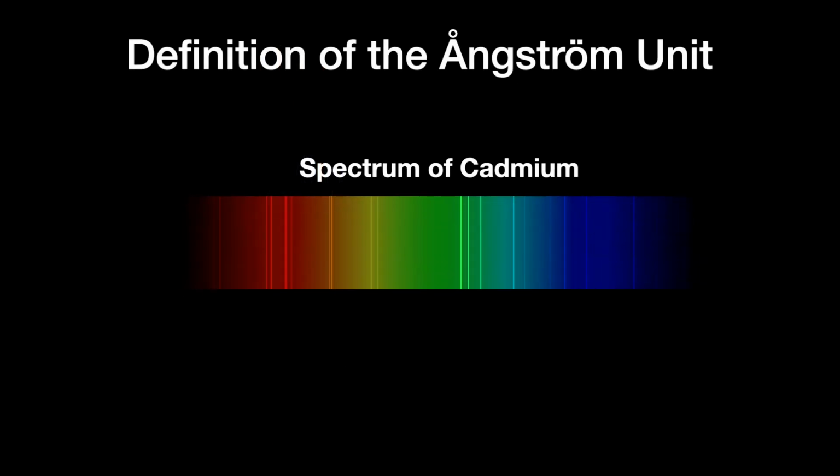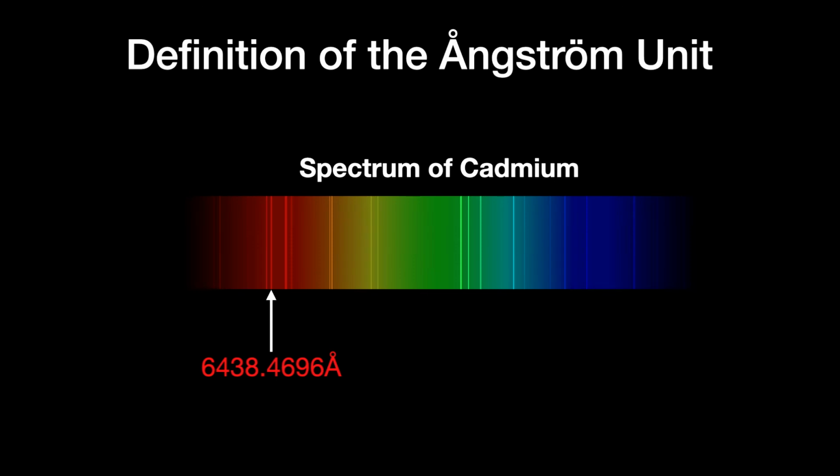In 1907, cadmium became the standard by which length was measured. In that year, the International Union for the Cooperation in Solar Research, which later became the International Astronomical Union, defined the international angstrom by declaring the wavelength of this red line of cadmium equal to 6,438.4696 international angstroms. This definition was endorsed by the International Bureau of Weights and Measures in 1927.